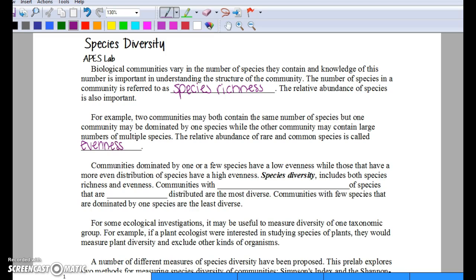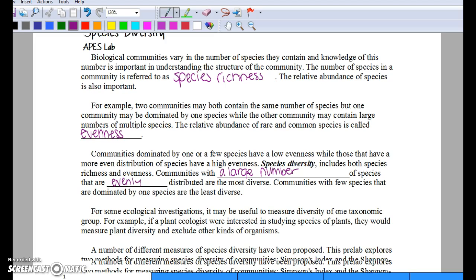So communities that are dominated by one or just a few species, like in an orchard or a Christmas tree farm, you would have low evenness, while those that have a more even distribution of species have high evenness. Species diversity includes both species richness and evenness. So communities with a large number of species that are evenly distributed are the most diverse. Communities with just a few species, dominated by one, are the least diverse.